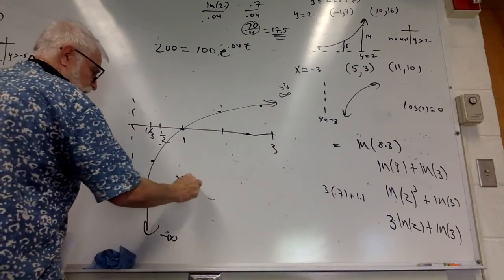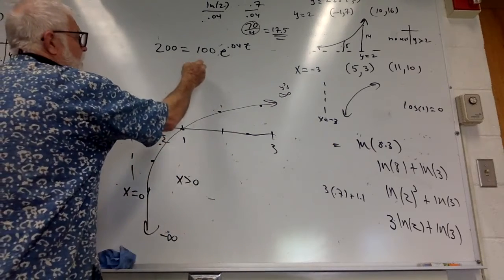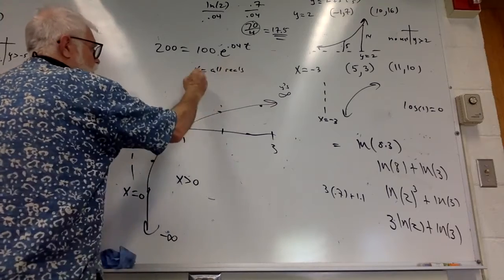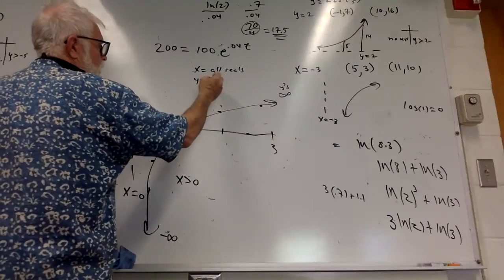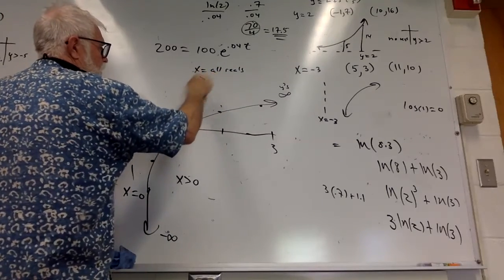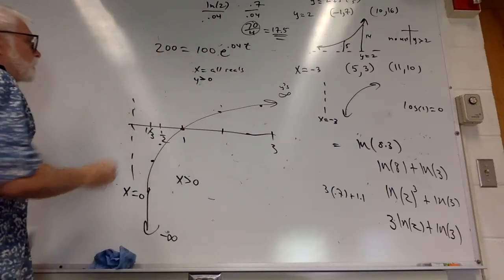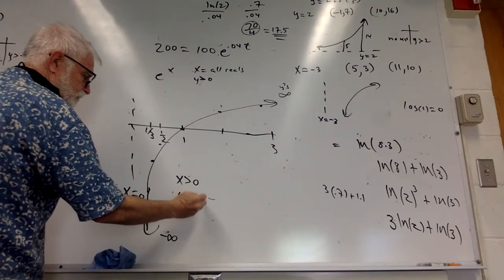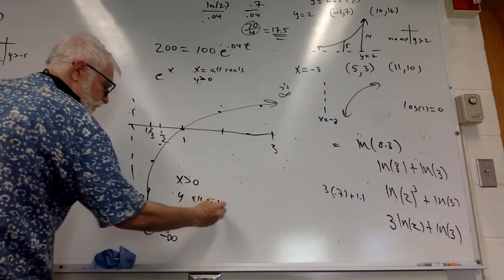Domain and range. Domain, x greater than 0. Domain, x equals all reals. Range, y equals greater than 0 for e to the x. That's e to the x. Y's all reals.